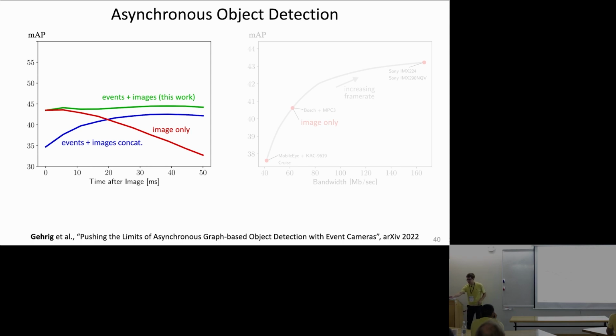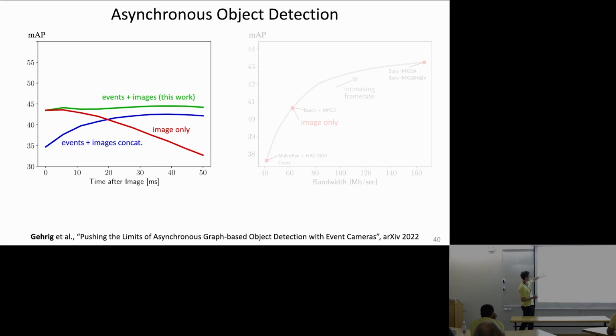Looking at how good this method performs, let's look at how the detection quality changes over time when we go into the blind time between frames. This is what I visualized here. At time 0, we get an image, and then over time, until 50 milliseconds, we only see events. At the time where we have the image, we have a certain quality of detection, and then using events, we can propagate these detections over time. So we maintain a high performance in terms of object detection.